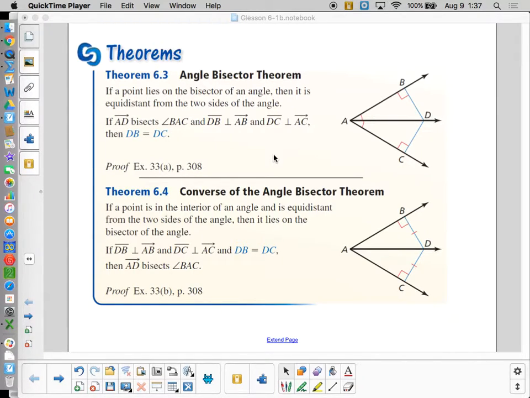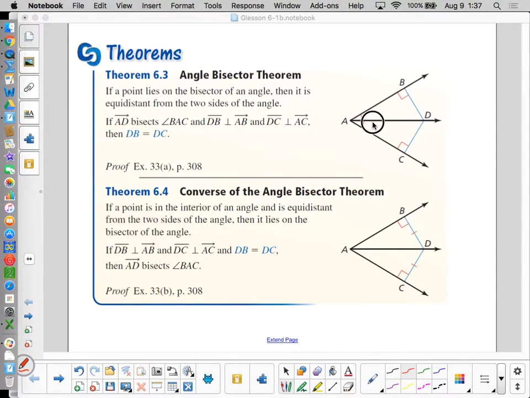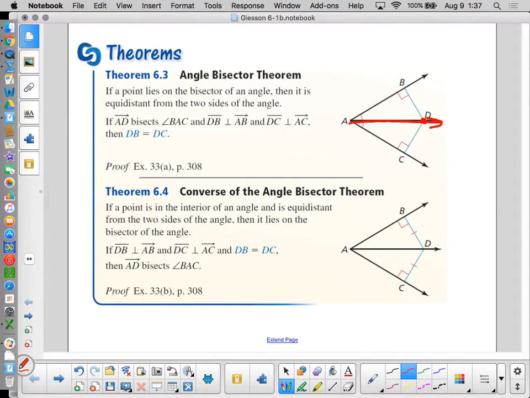Now, any point on a perpendicular bisector is equidistant from the endpoints of the segment being bisected. Any point on an angle bisector, if AD here is my angle bisector, any point on that angle bisector is equidistant from the sides of the angle.